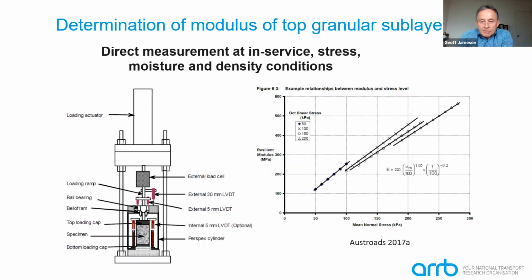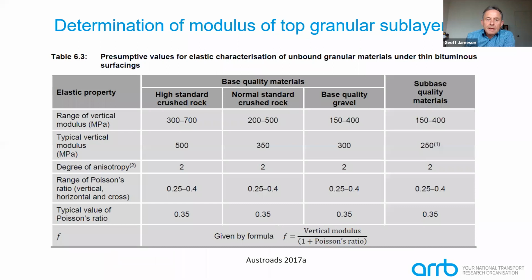And, you know, that's some results there. For example, you could pick the modulus value appropriate for the stress level that you predict, say, in the top granular sublayer, and use that as your top modulus value. But more commonly, designers use presumptive values. And in the guide, we provide these presumptive values that have been used for many years, for over 30 years, much the same advice is applied.